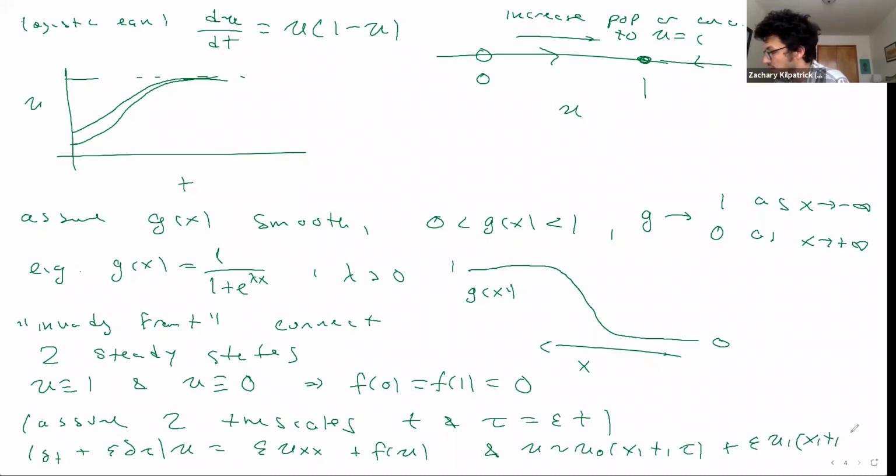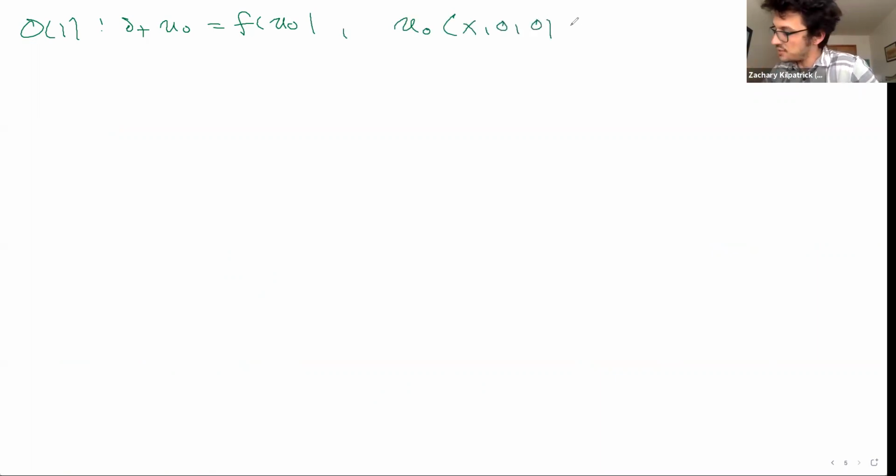And then what do we do? We plug in, we expand, we match powers of epsilon, we eliminate the secular terms, and we see what we get for our first term of the expansion. So at order 1, we have dt u0 equal to f of u0, and also the initial condition u0 at t equals 0 is equal to g of x. That's this little sigmoidally shaped function that we set up.